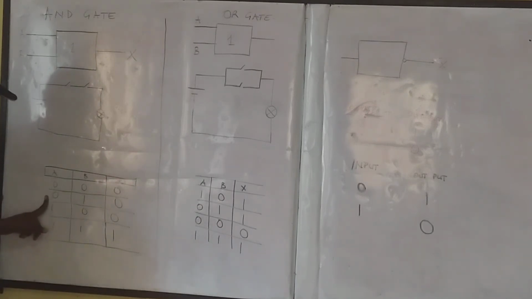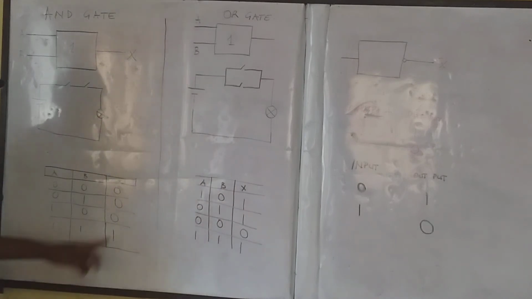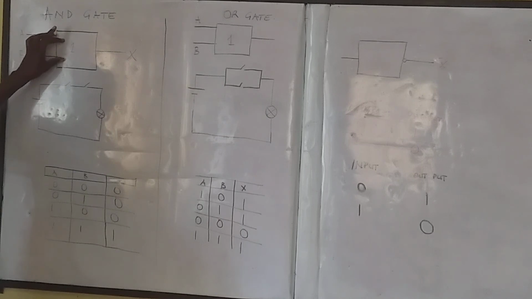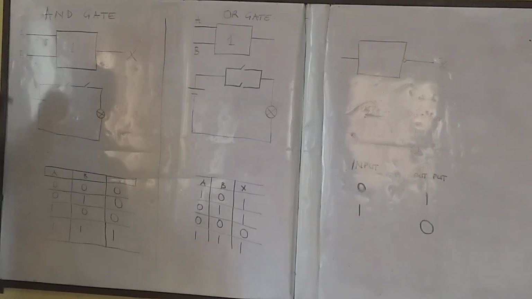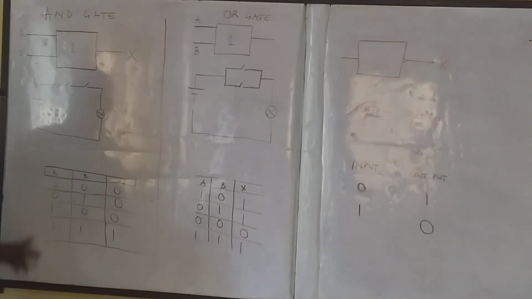When the input at A is at 0, but input at B is at 1, that is, it is on, the output at X will be off, because this kind of arrangement requires both inputs A and B to be on at the same time for us to have the output at X. When the input at A is at 1 and the input at B is at 0, the output at X will be 0. We only have a live output at X when both A and B are on.